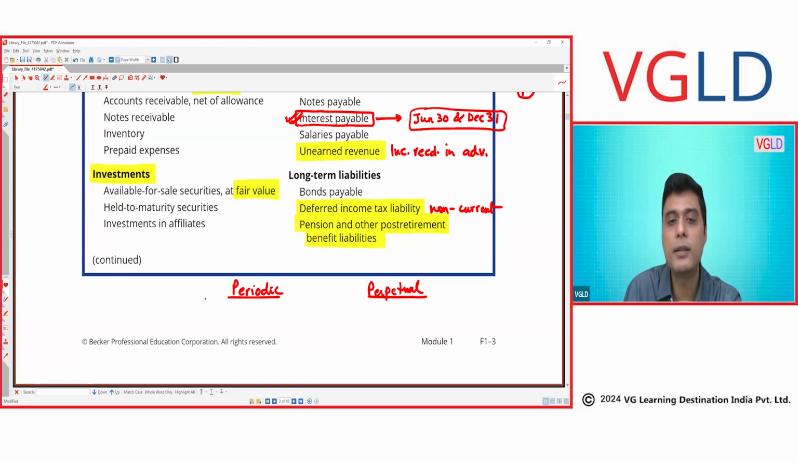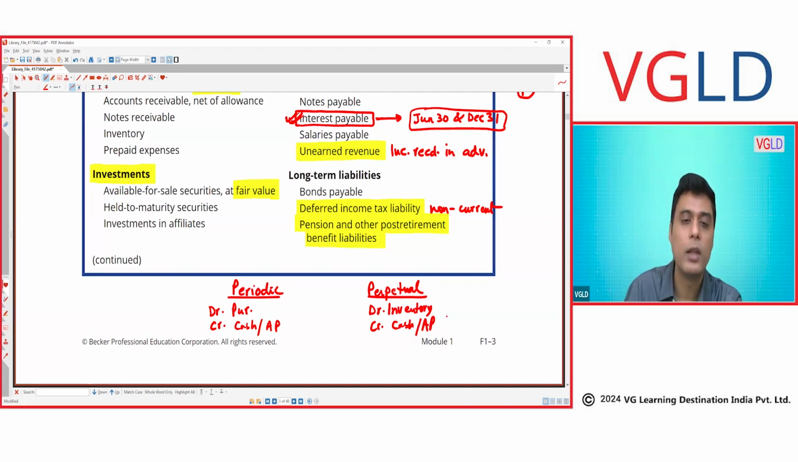In the periodic system, when you buy inventory, you debit purchase and credit cash or AP, accounts payable, depending on whether you have paid or not paid. Debit purchase, credit cash or AP. In the perpetual system, we directly debit inventory and credit cash or AP depending on whether we have paid or not.